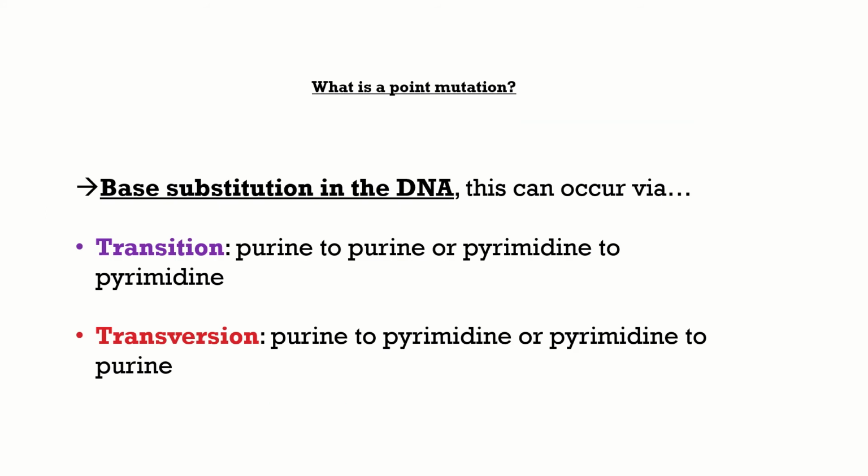So essentially, a point mutation is a base substitution in the DNA. And this can occur through transition-based substitution, which is purine to purine, something like A to G or G to A, or pyrimidine to pyrimidine, like cytosine to thymine, or vice versa, or transversion-based substitution, which is purine to pyrimidine, or pyrimidine to purine.